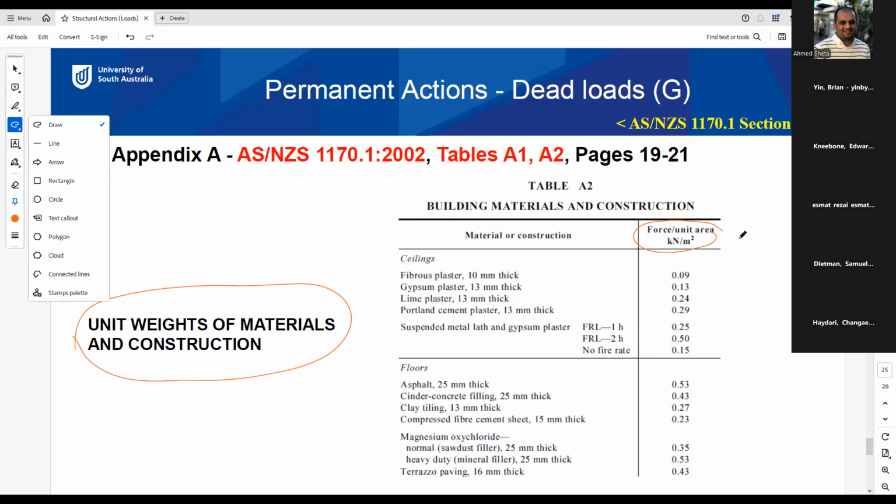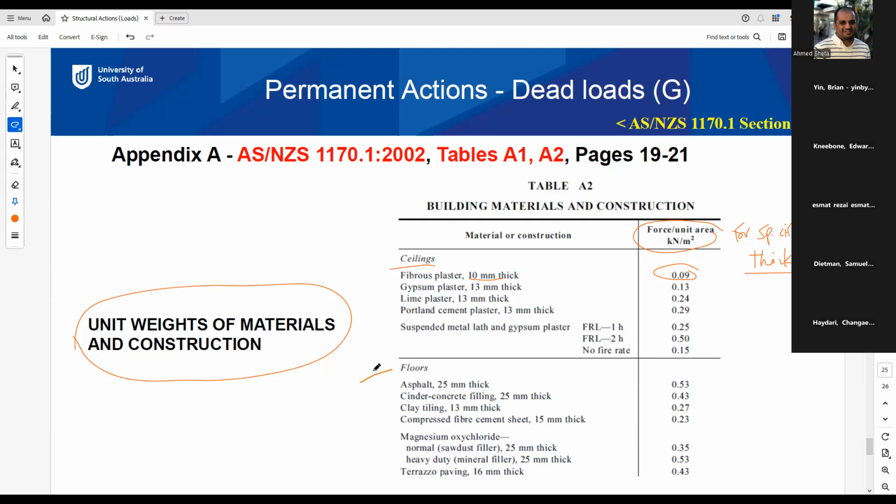The standard gives the value for us for specific thicknesses. For example, here for ceiling, we have fibrous plaster for 10 millimeter thick. So if the plaster you are using is 10 millimeter thick, you can use the value directly. But if the plaster you are using is more or less, you need to use the relativity analysis to find how much is the value.